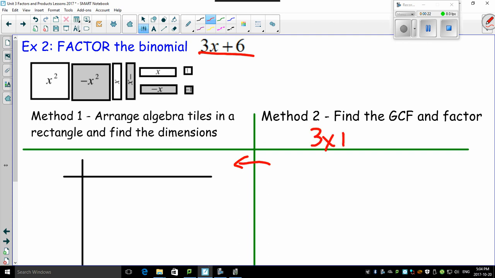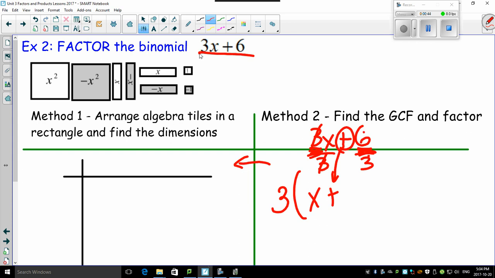Here's the 3x plus 6. Notice that you can take a 3 out of both of these. So remember what factoring means. The GCF, the greatest common factor, in fact, is 3. Divide each one by 3. Okay, so there's your greatest common factor. 3x divided by 3 gives you an x, plus, there's the same plus that's here. 6 divided by 3 is 2. That's what it looks like.